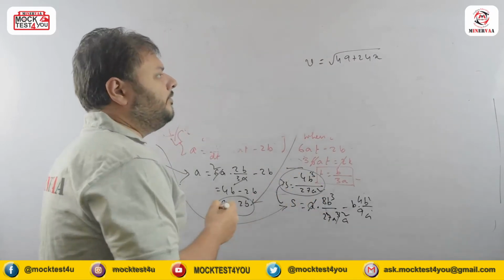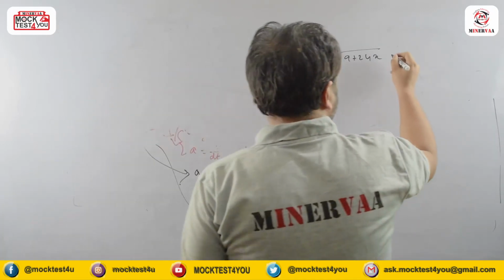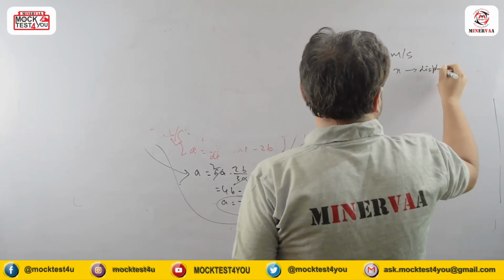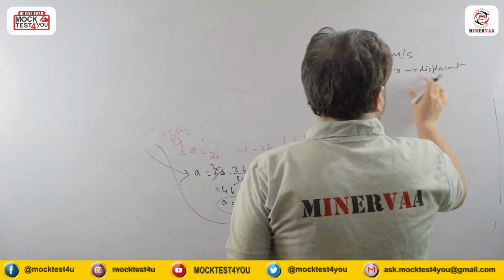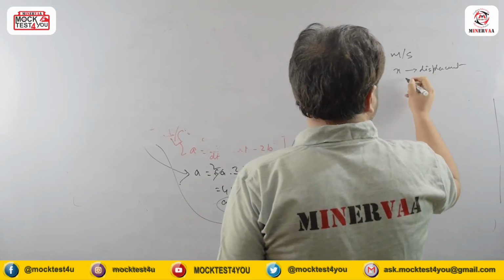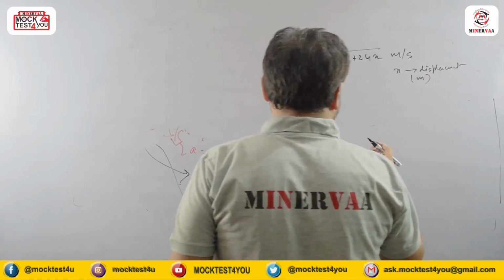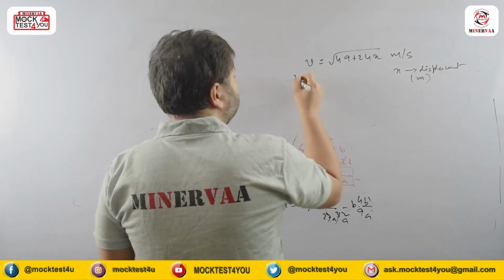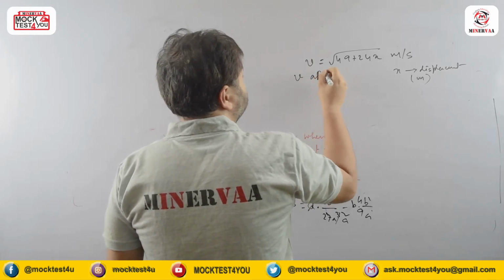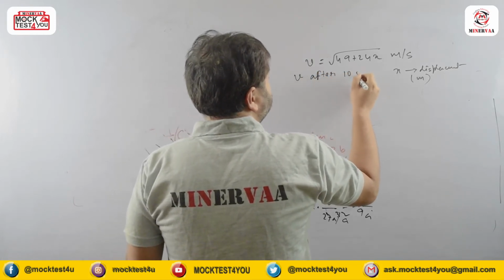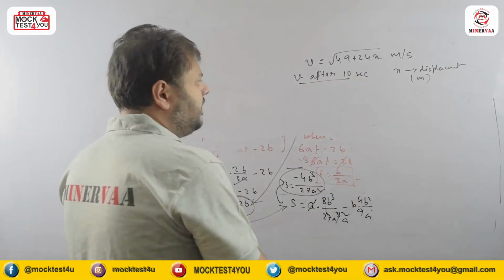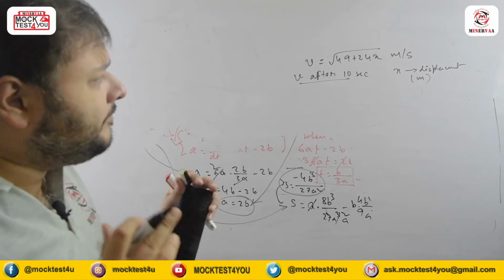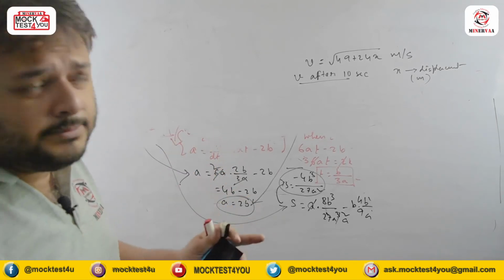v equals root over 49 plus 24x meter per second, where x is the displacement, also given in meters. So you have to find out what? You have to find out the velocity after 10 seconds. This is a very, very important type of sum.